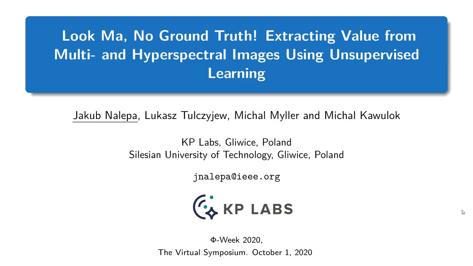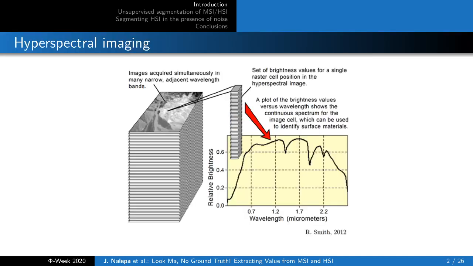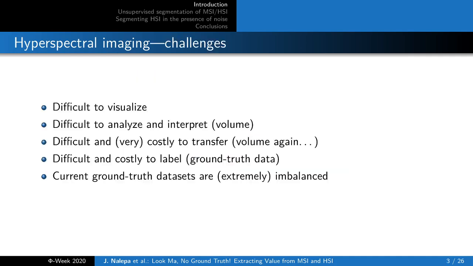As a very short introduction, I think that we all know that when we capture a hyperspectral image, we have a big number of images captured for every single wavelength, so we have a data cube that's being analyzed in the next step of the pipeline. And we all know that it is difficult to visualize, analyze, and interpret, and it is also super costly to transfer because of its volume, and those are the reasons why we don't have a big number of datasets that might be used for training in our supervised way.